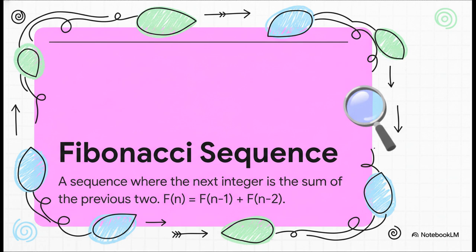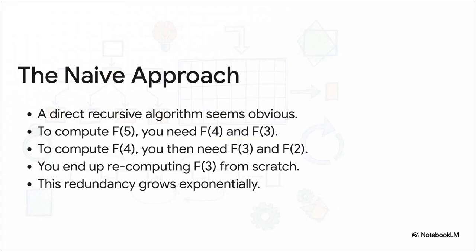So to get any Fibonacci number, f of n, all you need are the two right before it, f of n minus 1 and f of n minus 2. Sounds easy enough, right? Well, here's where the trap springs. If you try to code this the most obvious way, using what we call recursion, you hit a major snag. Think about it. To get Fibonacci of 5, you need to calculate Fibonacci of 4 and Fibonacci of 3. Okay, but to get Fibonacci of 4, you need to calculate Fibonacci of 3 and Fibonacci of 2. Whoa, wait a second. We're already calculating Fibonacci of 3 twice from scratch, and you can just imagine what happens as the numbers get bigger.